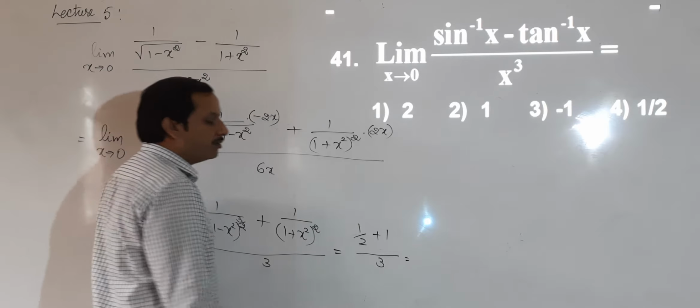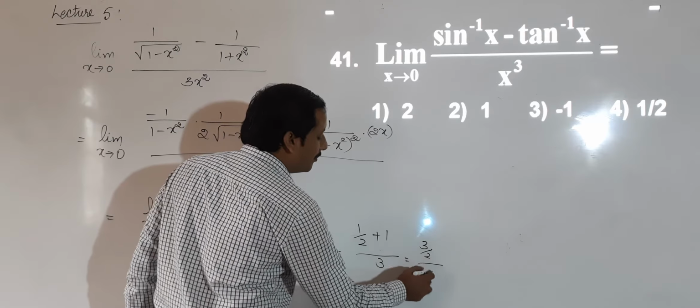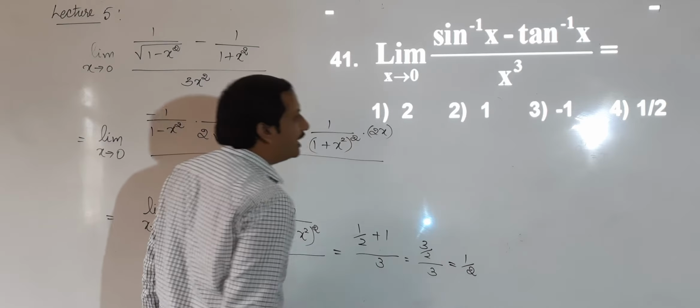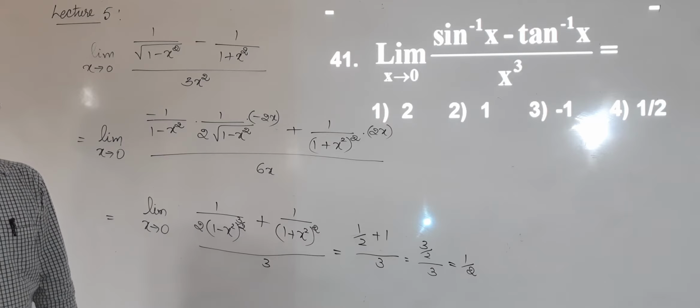That's equal to 1 by 2 plus 1. That will give you 3 by 2 by 2. 3 gets cancelled. That's equal to 1 by 2. Fourth option is the correct answer.